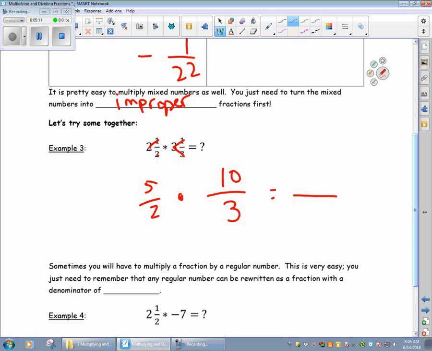Can you pre-reduce at all here? I don't think so. 5 and 3. Actually, no, you can with the 2 and the 10, right? Divide them both by 2 to get 1 and 5. So on top, you end up having 5 times 5 is 25 over 3.